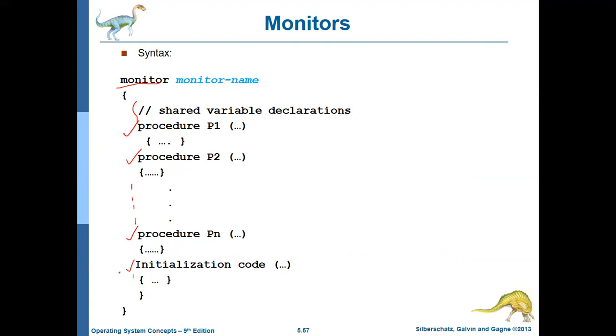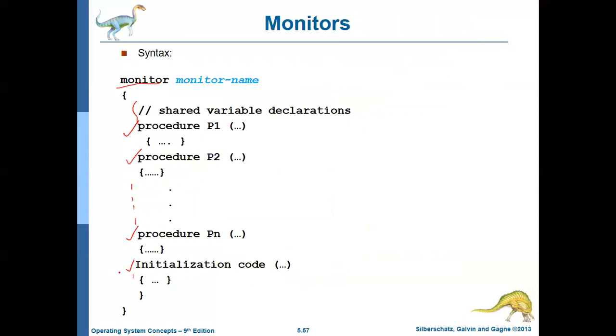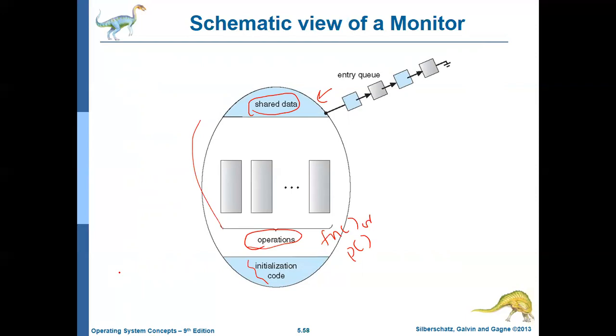So this is the basic idea of how a monitor looks, and this is the diagrammatic view of the same thing. You have initialization code at the end, procedures in between, and in the beginning we have declared some shared variables. That is what is given over here. And this is the entry queue of all the processes waiting to access the monitor variables.